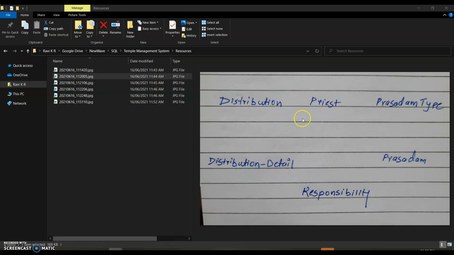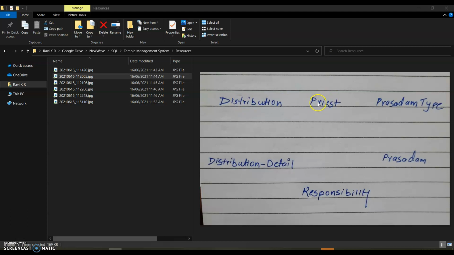So let's start with the priest. Okay, let's start associating the relationship. Now if you see, a priest can be doing several distributions. When the system starts running, priest could have done several distributions.